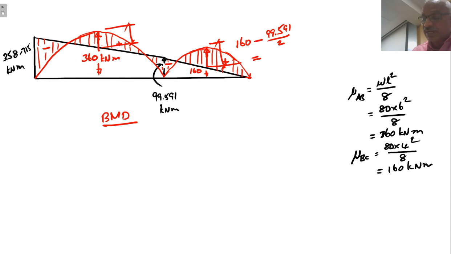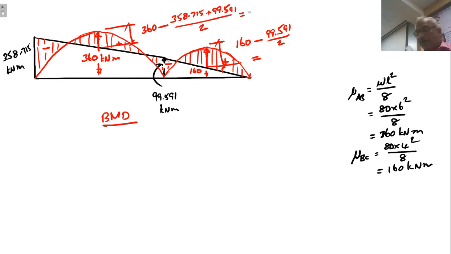Average of 381.75, 99.591. Average value will be here. 360 minus the average value will be the net value. So here, because it is at the center, therefore it is 360 minus 358.715 plus 99.591 by 2. That will be the net value.